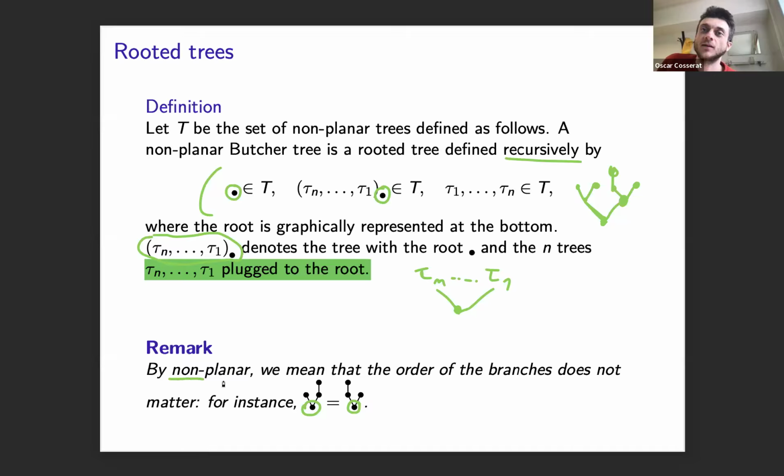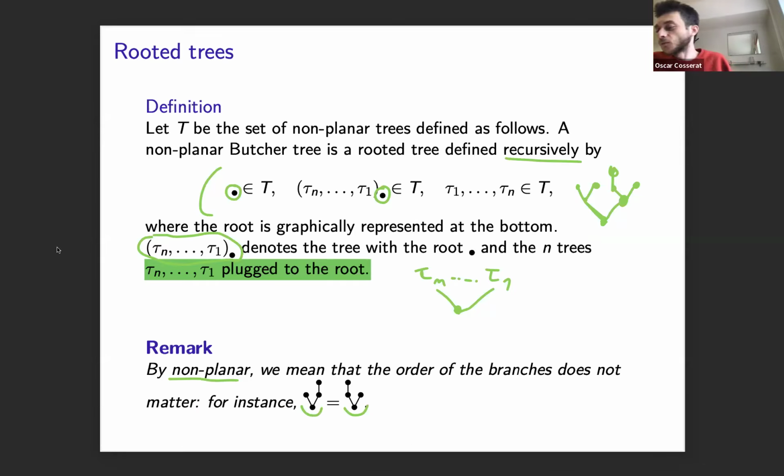And so those are rooted trees, and we say that it's non-planar because we can flip them. So it's called non-planar because it's not attached to the plane. So imagine you can rotate them in the three-dimensional space. It's just a terminology, nothing bad. So non-planar means that the order of the branches does not matter. For instance, those two trees, so the first one is the flipped version of the other one.